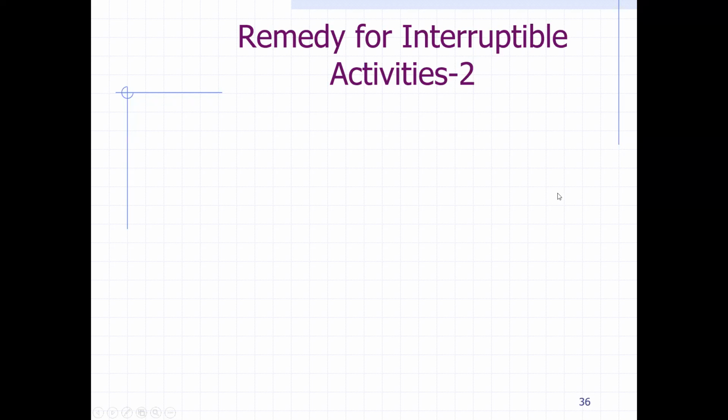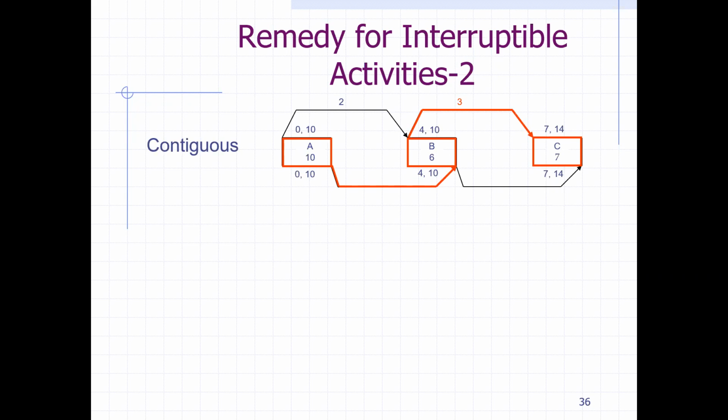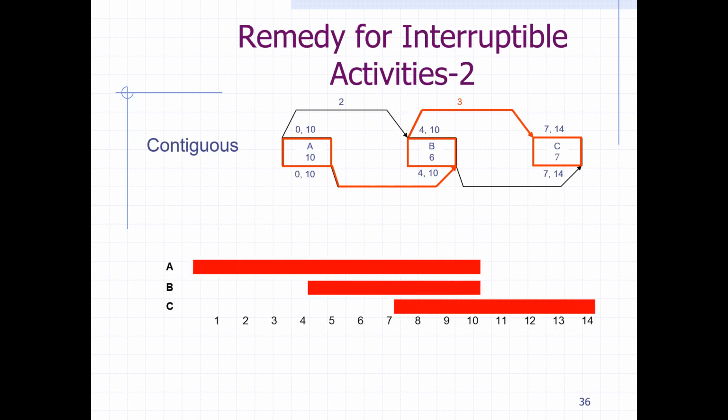Hello, everyone. This is part 9 from the Precedence Network chapter, and this lecture is the second lecture on remedy for interruptible activities. Just a quick recap from the previous lecture, we covered the contiguous activities, where we have A, B, and C all restricted, and the critical activities must start and must finish on these particular days.